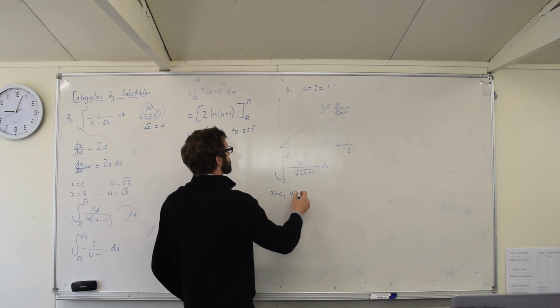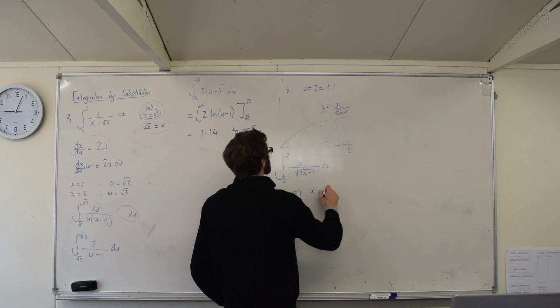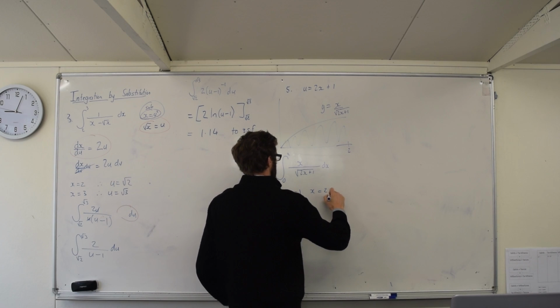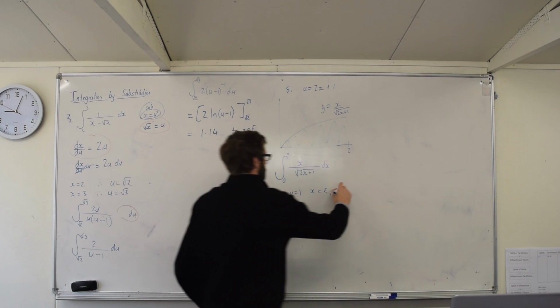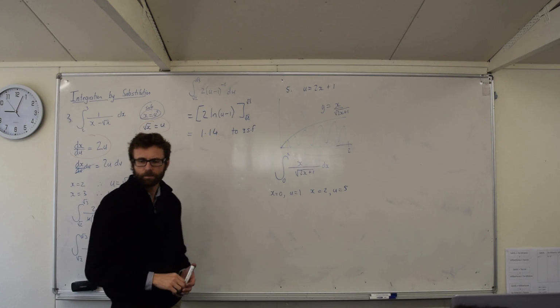Oh, 1, sorry. Yep, x equals 0, u becomes 1. X equals 2, u becomes 5. Okay, those are our new limits. What might we want to do next, do you think, Griffin?